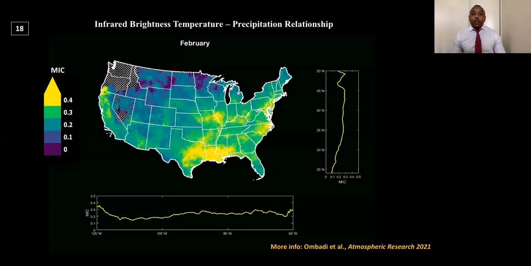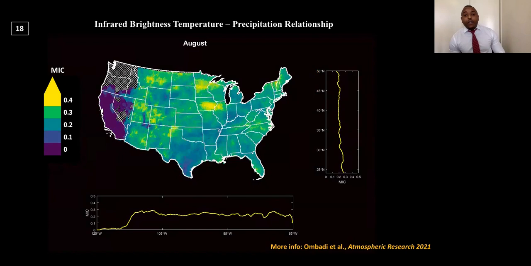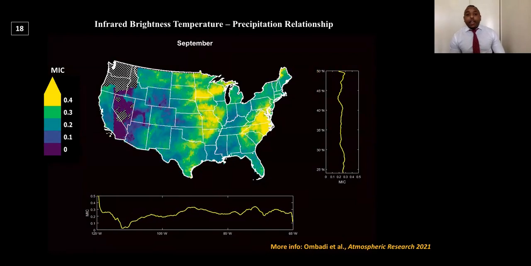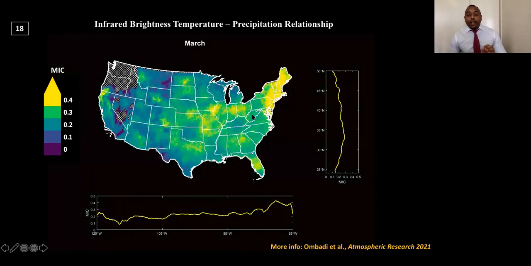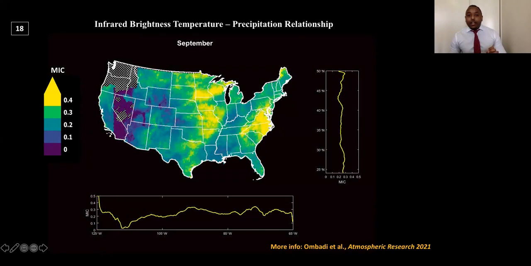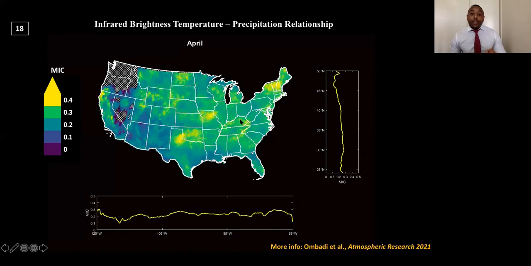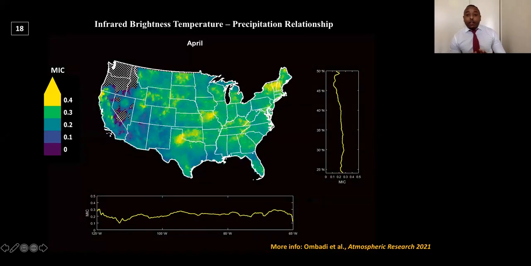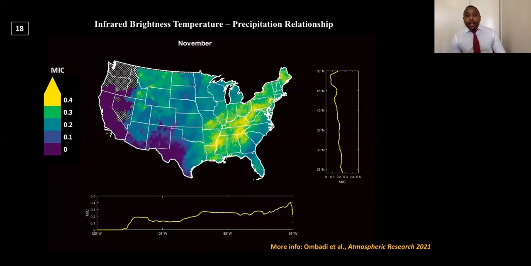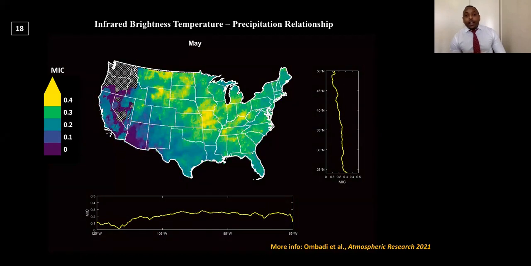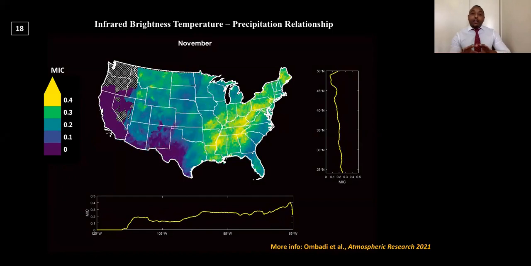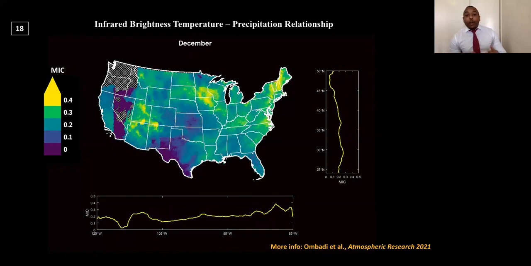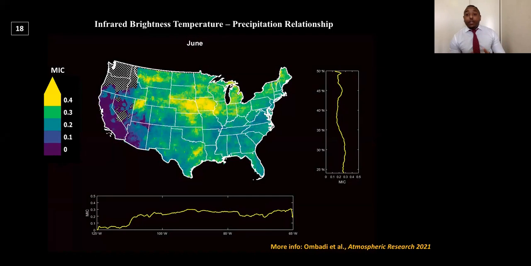So what I'm showing you here is an animation of the relationship between IR and precipitation in the contiguous United States. And bright colors in this map indicate higher values of MIC. In other words, higher dependence between the two variables. Whereas the two panels on the side here show the value of MIC averaged across latitudes and longitudes. And I want you to pay attention here to two things. First, the spatial variability in the value of MIC at any given month. And second, I want you to pay attention to the month-to-month variability in the relationship between these two variables.